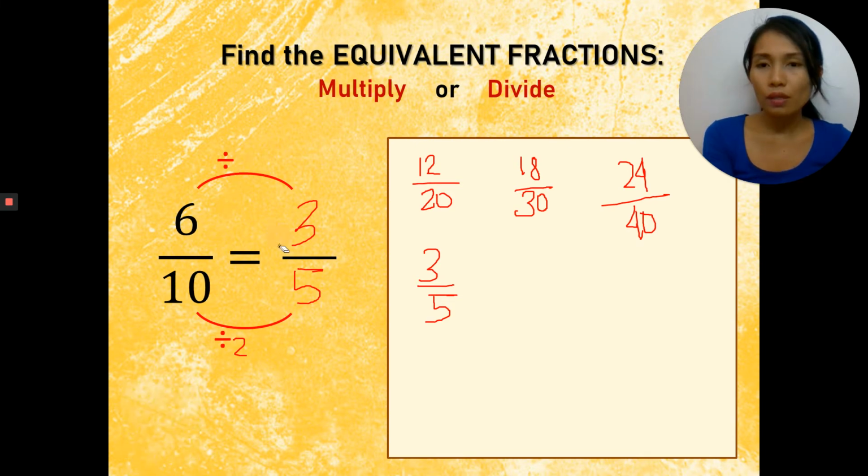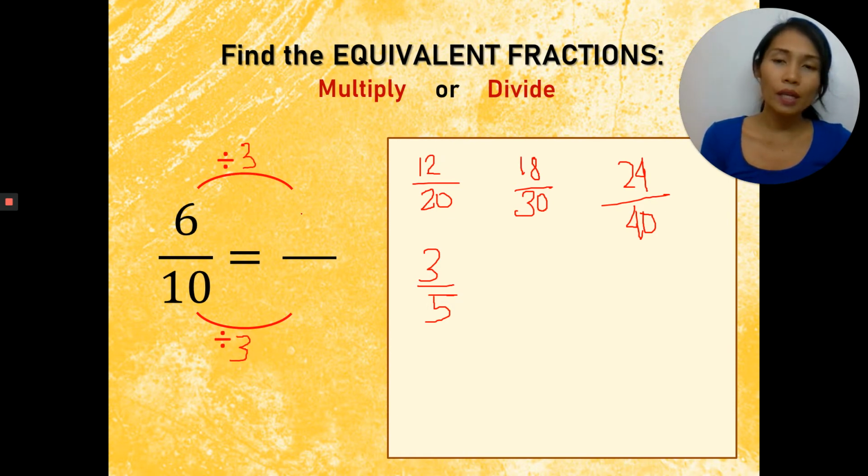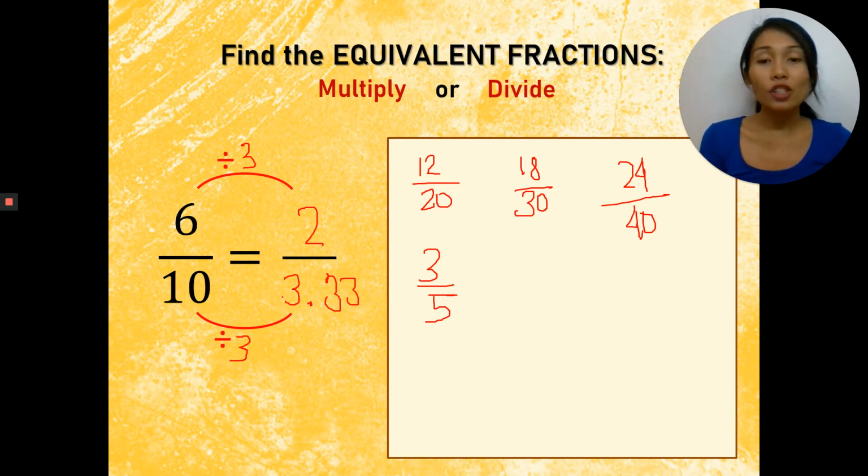Okay, let's try to erase this one first so it will be clear. All right, now let's try 3. Can we divide 3 here? 6 divided by 3 is 2. 10 divided by 3 is 3.333333 and so on. Actually, we cannot do that. No. Why? Remainder is not allowed.